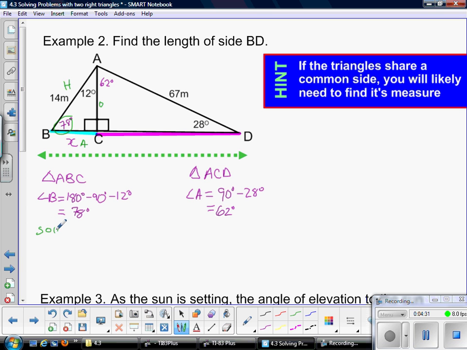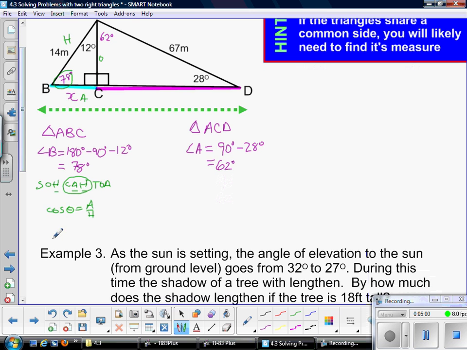So if I look at SOHCAHTOA, which one am I going to use? I'm just going to run through this really quickly because by now, hopefully you've figured it out. I'm given the hypotenuse and I want to find the adjacent, so you can see right away I'm going to use the cosine. Cos of theta equals adjacent over hypotenuse. And I know that my theta here is 78. My adjacent side is the one I'm going to find, my x, and I'm given the hypotenuse.